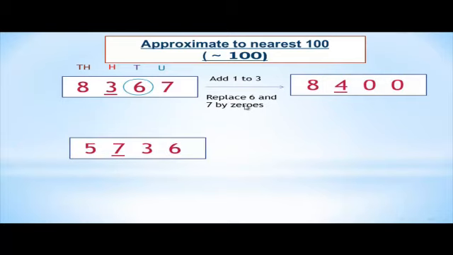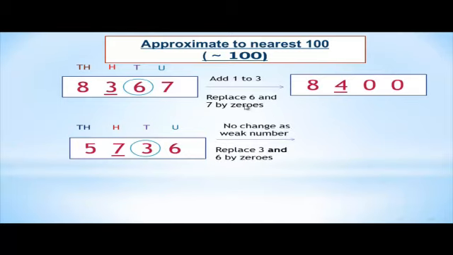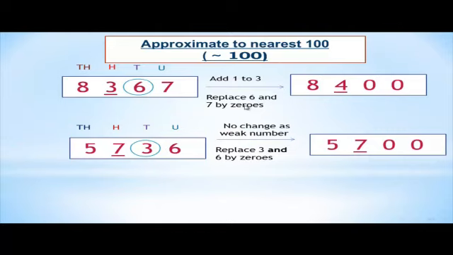Second example, if I have 5,736, put your place value to determine the hundreds. I found the hundreds digit here is 7. Look at the digit before the 100, I found it is a 3. Ask yourself, is 3 weak or strong? Yes, 3 is a weak number. So I will cancel it and replace it by 0. No change to the hundreds digit for weak numbers, and replace 3 and 6 by zeros. So the result will be 5,700.